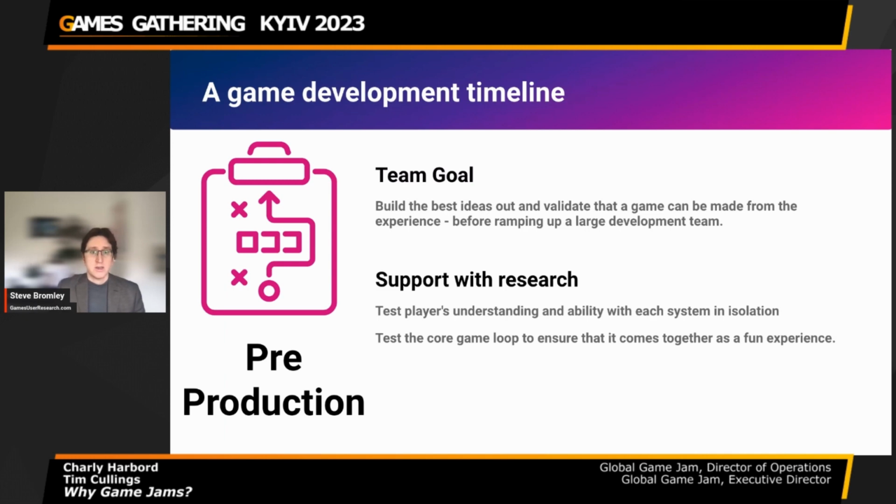During pre-production, teams are building out their favourite ideas and validating that if you put these ideas together, you can make a full game before they decide to ramp that up to a larger development team, a larger burn rate, and take that into full production. And again, as with playtesting, we can both look at each of those systems in isolation, make sure that players understand the mechanics of the game, and that they can do it, and that they are fun, but also at this stage, test that core game loop. When you've put all those mechanics together, does it come together as a fun experience that players will enjoy?